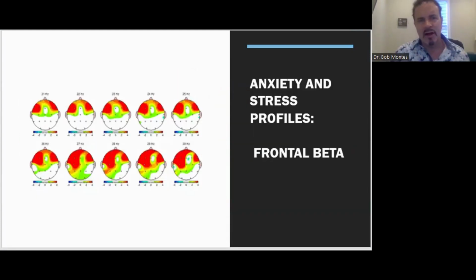Here's an example of anxiety and stress caused by high levels of frontal beta. Notice the colors in the front here. The background color for this particular slide is white, so that would be considered the normal brainwave patterns. But notice how the front of the brain contains these high amplitude frequencies in beta. This is often found among people who are struggling with excessive thinking or repetitive thoughts, things of that nature.